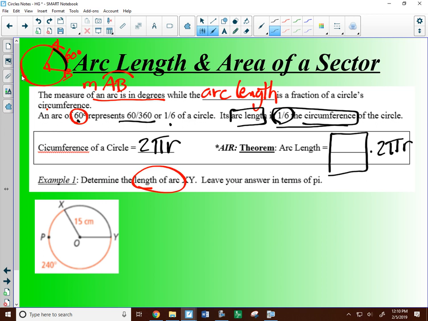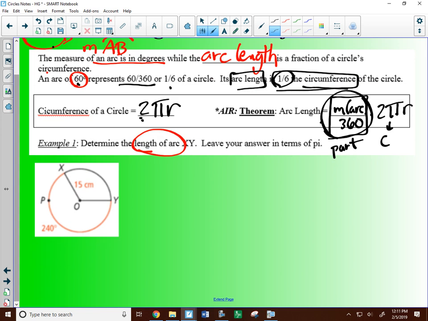Now, what fraction do I need? Whatever part of 360 out of 360 it was. This one was 60 out of 360. So overall, we're going to get the measure of an arc divided by 360. This is the fraction, the part, and this is the circumference. So we're just getting whatever part we want of the circumference. That is not on the formula sheet, but all you need to know is to do a fraction of this one. So let me do an example, and we'll see if there are any questions.